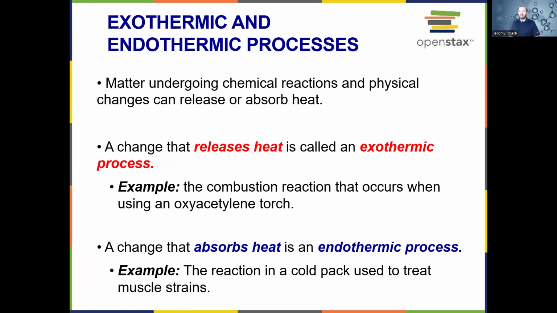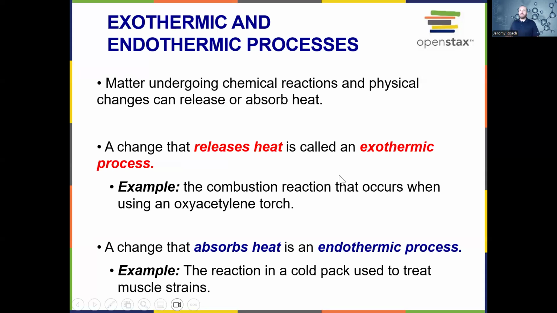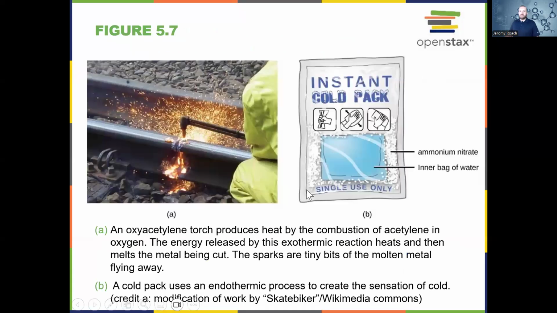Exothermic and endothermic processes. An exothermic process releases heat. And a great example of that is combustion. Combustion can occur when using an oxyacetylene torch. That's an example there. In an endothermic process, it absorbs heat. And a great example of that is these instant cold packs. They're the opposite types of energy change in chemical reactions. And so this just shows us how reactions can either warm or cool their surroundings.